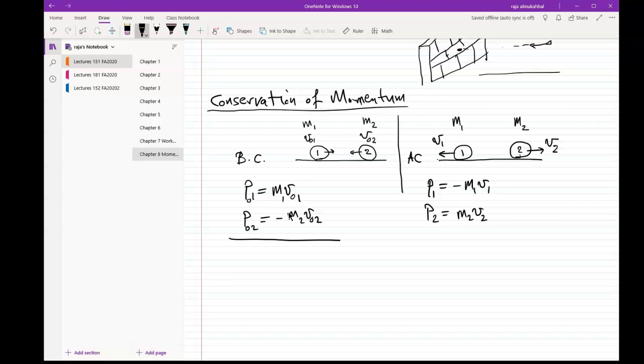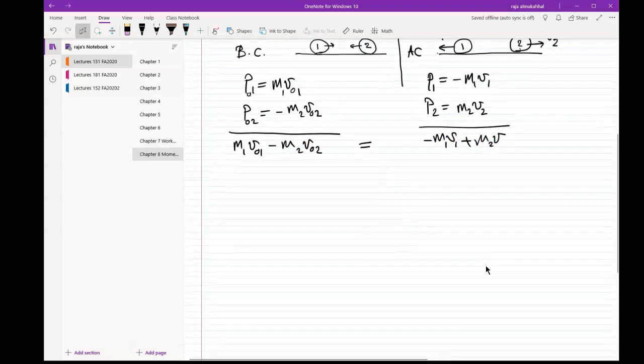In other words, I'm going to get something like this: m1 v0 1 minus m2 v0 2, and I get some number out of it, okay? And I'm going to do the same thing here for after collision, minus m1 v1 plus m2 v2. Well, I will find out that those two sums are always equal. Can you believe that? Okay? In other words, the sum of the momenta before collision is equal to the sum of the momenta after collision.